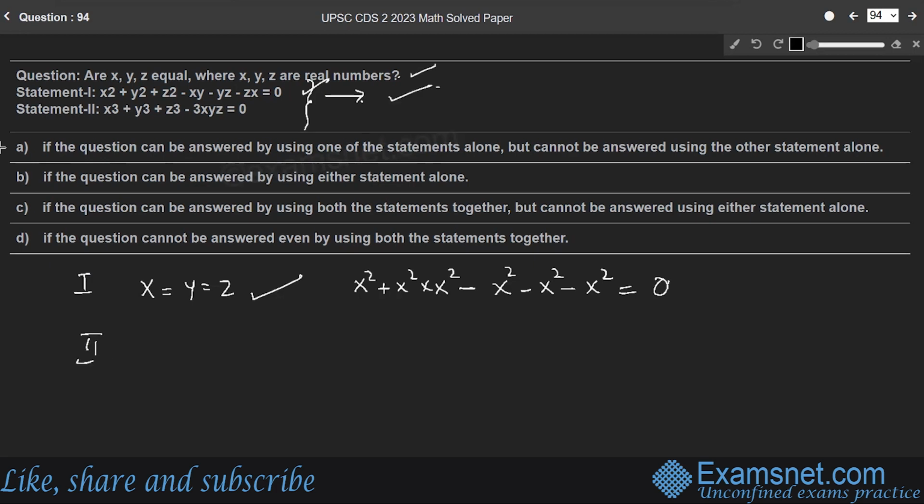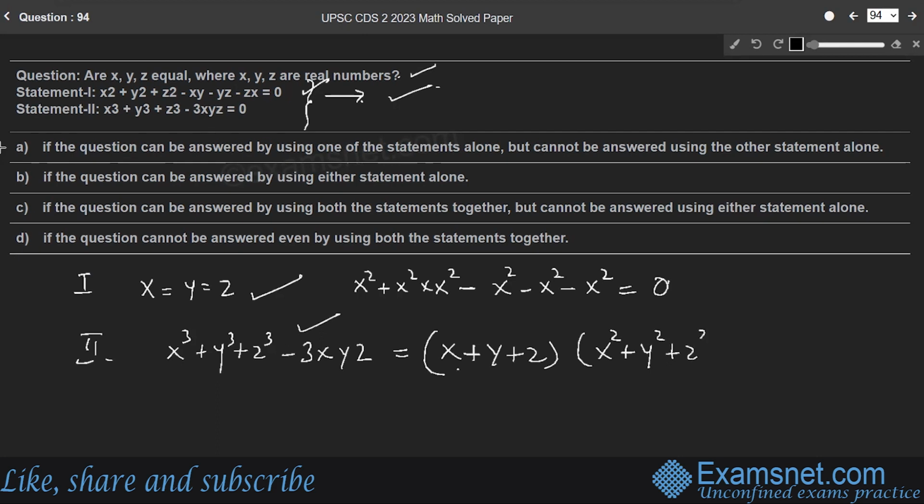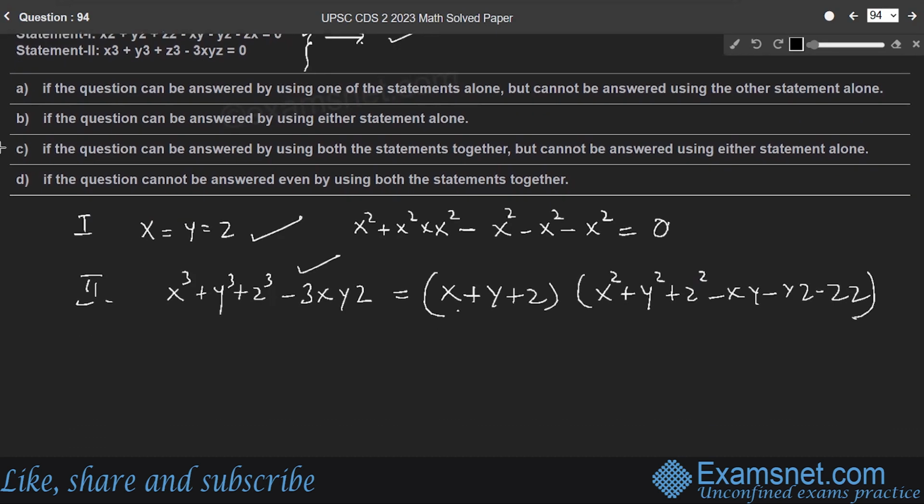So we'll consider the second one, which is x cube plus y cube plus z cube minus 3xyz. Whether this is sufficient. So according to the identities, the factors of the second statement are x plus y plus z into x square plus y square plus z square minus xy minus yz minus zx. So here, if x, y, z are equal, you will get the second term as 0.